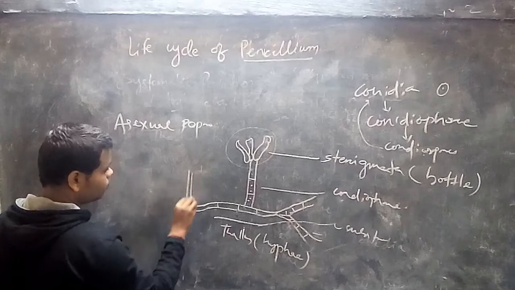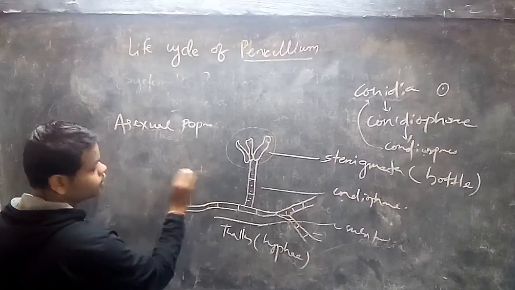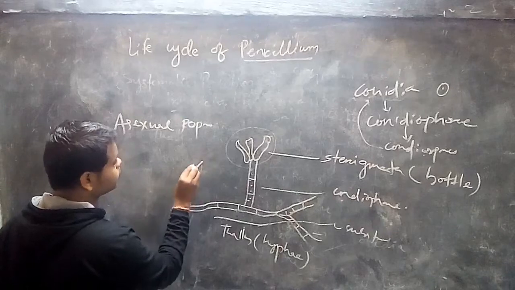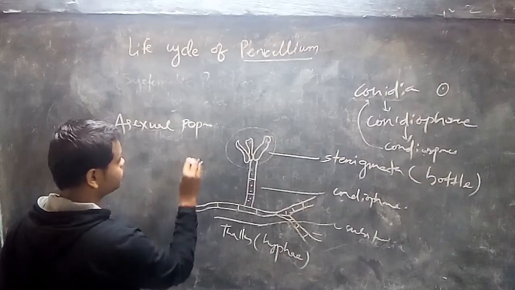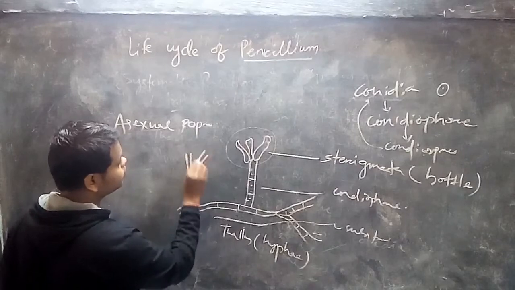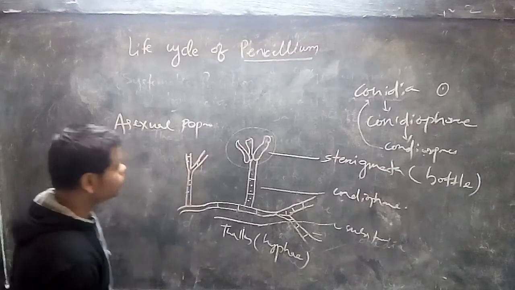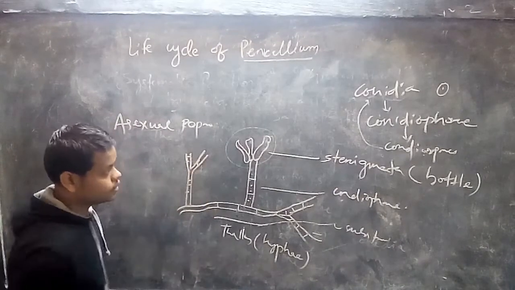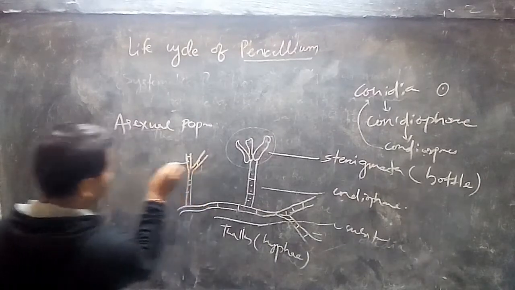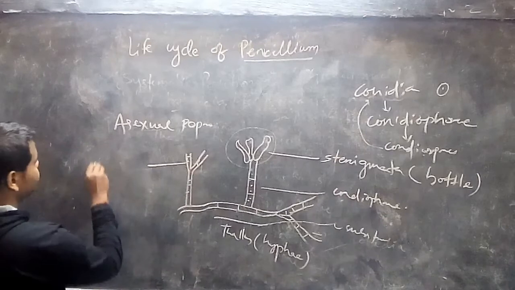See, this is the main branch, or it is called the primary branch of the conidiophore. From this primary branch, secondary branches arise. See, this is the primary branch and this is the secondary branch. Okay, these secondary branches are called metulae. This is the secondary branch called metula.